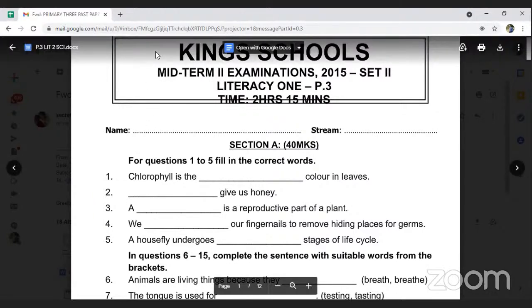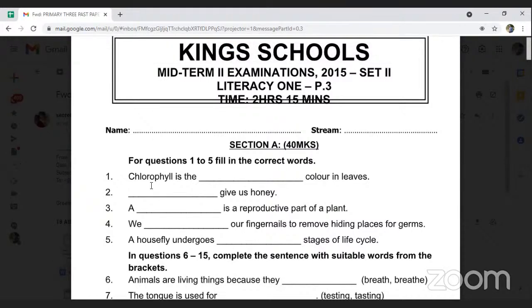Number 2, let me have Raphael read number 2. Dash give us honey. What gives us honey? Bees. Can you speak louder? Bees. Bees give us honey. As simple as that. So the answer is bees. Bees give us honey.